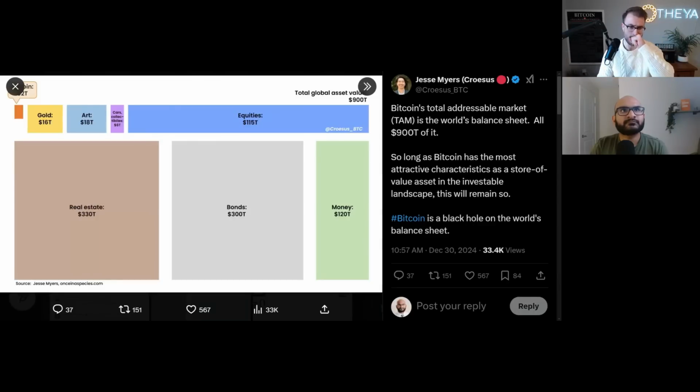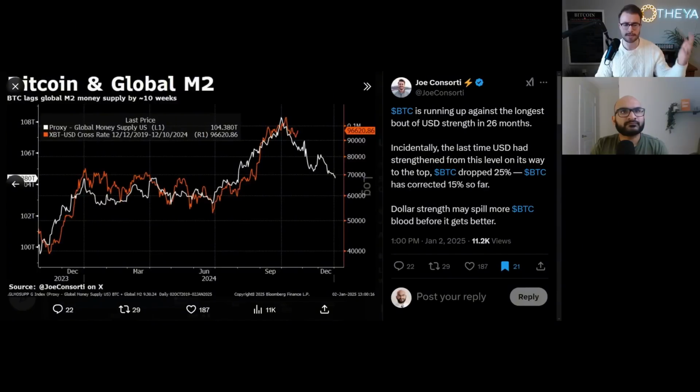For example, during 2023, when there was this massive detachment between global M2 and Bitcoin, Bitcoin was not performing as well. It was not following global M2 as closely as a result of its own native factors, its own native underperformance.